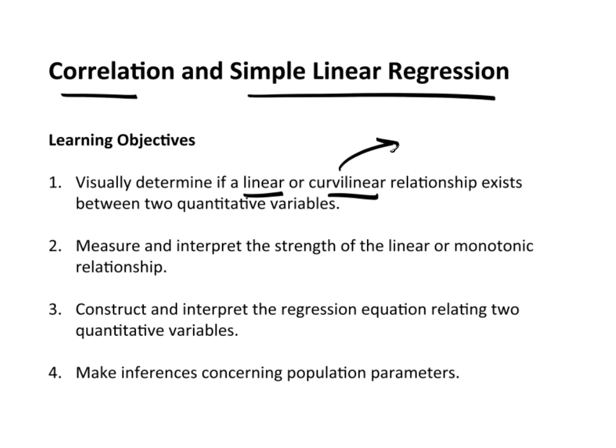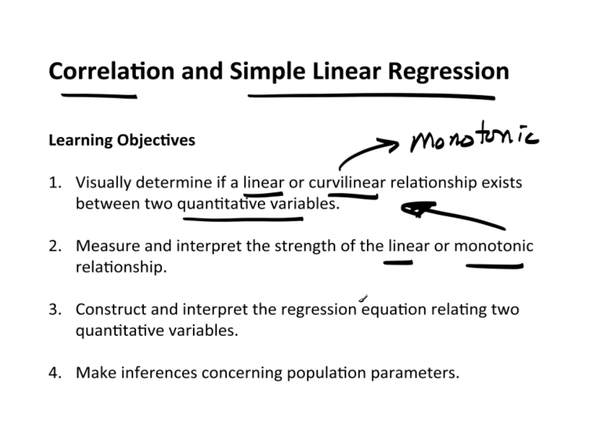and this curvilinear, we're going to actually talk more about a monotonic relationship. That's supposed to be a C right there. Monotonic, there we go. Between two quantitative variables. We want to measure and interpret the strength of a linear or a monotonic. There's that curvilinear thing we're talking about, the monotonic relationship.